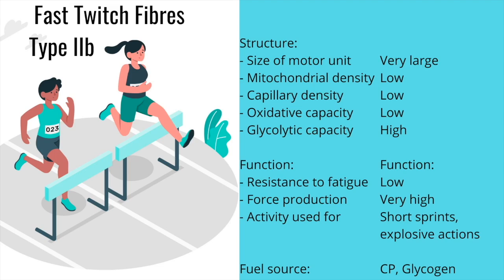Activities used, short sprints, explosive actions within games. A footballer or a basketball player, they still have explosive actions even though they require a lot of oxygen and a lot of aerobic capacity to their sport. They also require explosive actions within their sport, and that's where the type 2B fibres can be used. Fuel source, CP and glycogen.